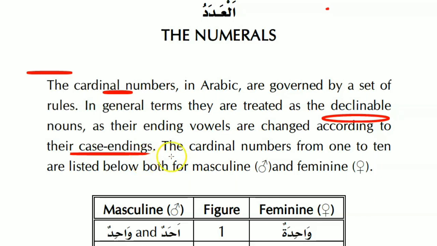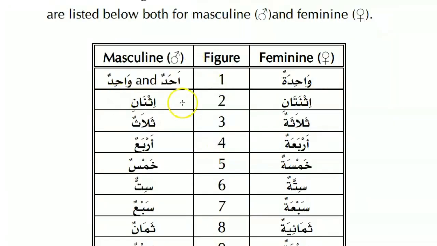It is called ismun mu'rab. See, over here it says that the cardinal numbers from 1 to 10 are listed below. Fine. Here from 1 to 10 there are cardinal numbers, in both masculine and feminine. We will start with masculine, and inshallah we will let you know the feminine later. So for 1 we can say wahidun or ahadun. For 2 ithnani. 3 thalathun. 4 arba'un. 5 khamsun, 6 sittun, 7 sab'un, 8 thamanun, 9 tis'un, 10 ashrun.